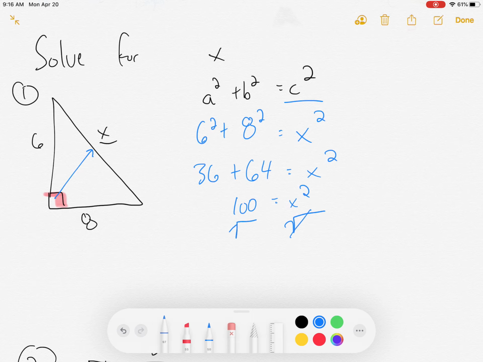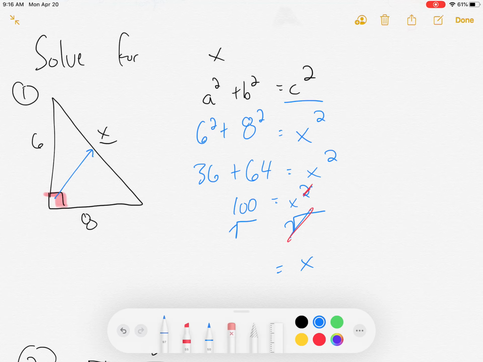So we're going to take the square root of x squared, and if we do it to the right side, we have to do it to the left as well. My square root and my square cancel each other out. Those go bye-bye. We are left with x equals the square root of 100.